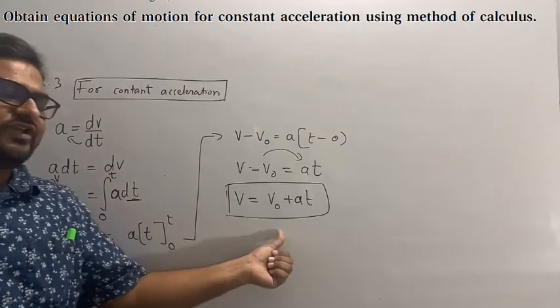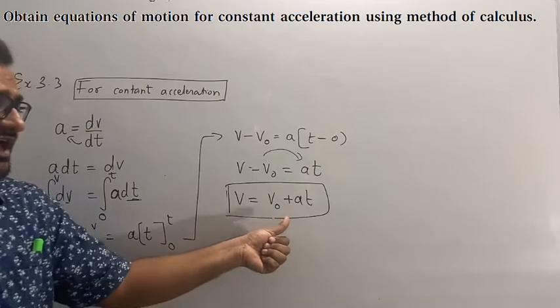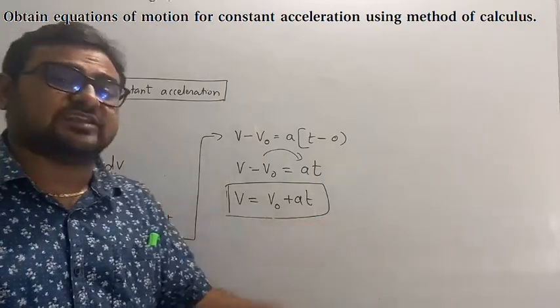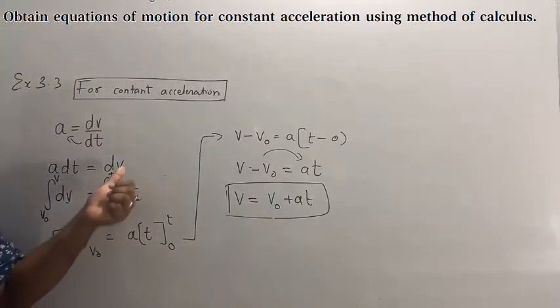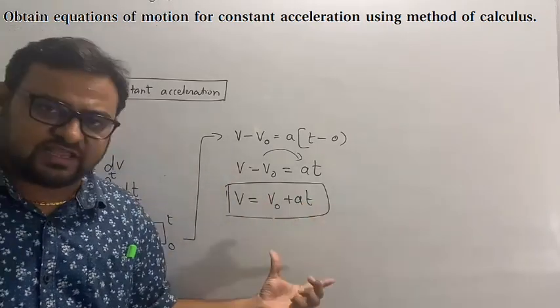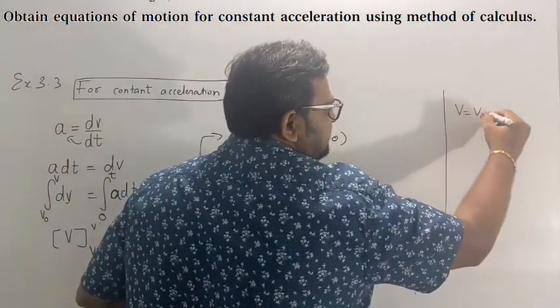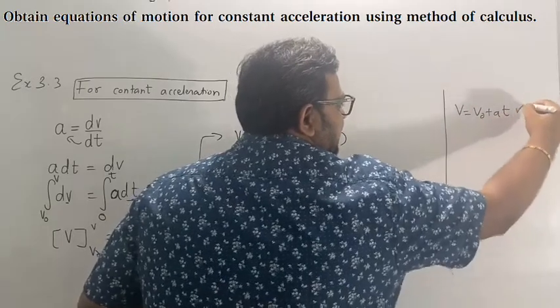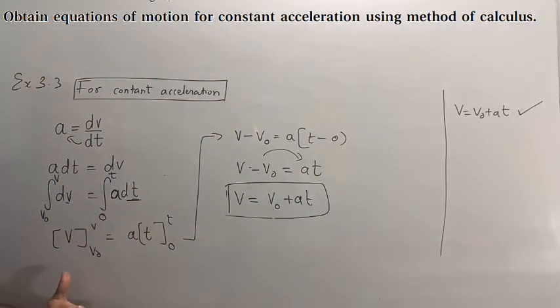That is v equal to v0 plus at, where v is the final velocity, v0 is the initial velocity, a is the constant acceleration, and t is the time interval. Why am I taking the time interval? Because the initial time was 0, so delta t will be equal to final time minus initial time, that is equal to t. Clear? So this is the first equation. I'm noting it down here: v equal to v0 plus at. We had derived this. Just note down the first equation.